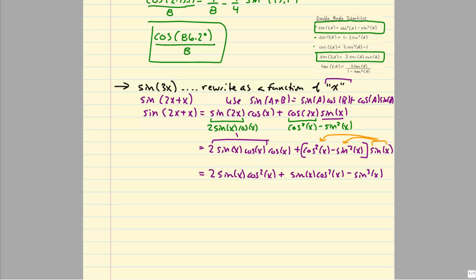Wait, my eye just caught something that might be a mistake. Let's check that. Okay, I don't see any mistakes, but I do see that I could rewrite this in terms of sine. So maybe I should try and get everything in terms of sine. I could rewrite that using the Pythagorean identity, sine squared plus cosine squared is 1. So cosine squared is equal to 1 minus sine squared of x.